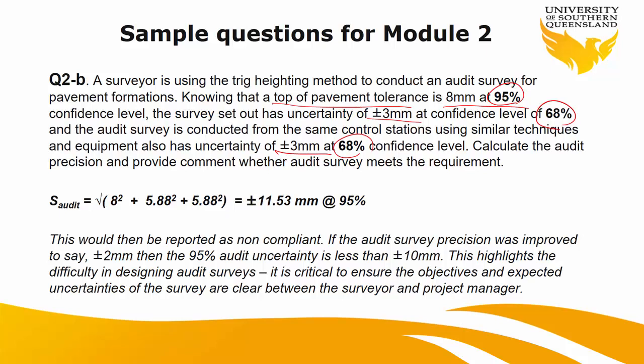I showed you two different ways: the simplified version and the long type. For this type of question, I don't expect you to do differentiation. It's just simply square them and add them up. Easy. So I've got one error regarding the pavement machine, the error regarding the survey itself, and the error regarding the audit survey. If you add them up, it comes to plus or minus 11 mil.